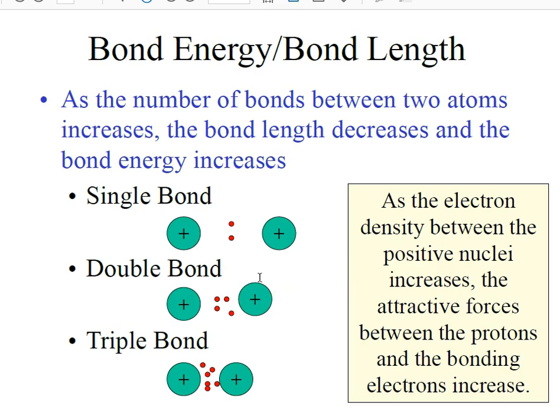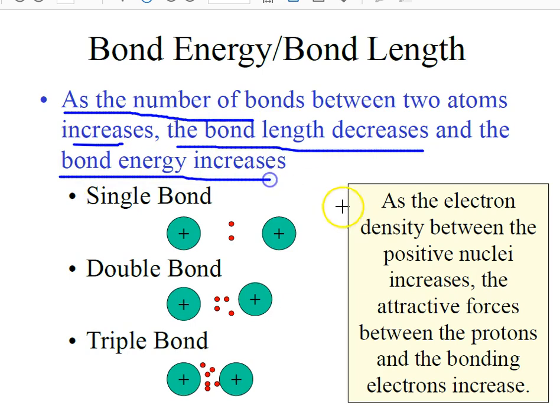All right? Another factor that we have to consider, though, is how many bonds there are. So if there's a single bond compared to a double bond, compared to a triple bond, that's going to make a difference in terms of the bond strength. So as the number of bonds goes up, that's going to cause the bond length to go down, and therefore the bond will be stronger, or the bond energy will go up. Okay, so the keys here: as the number of bonds increases, the bond length decreases, and the bond energy increases.